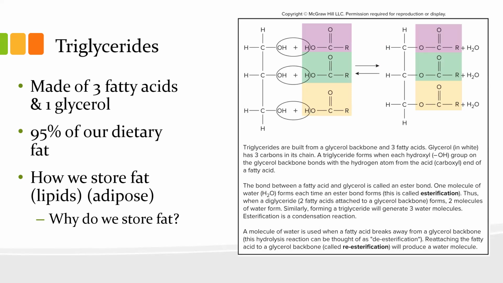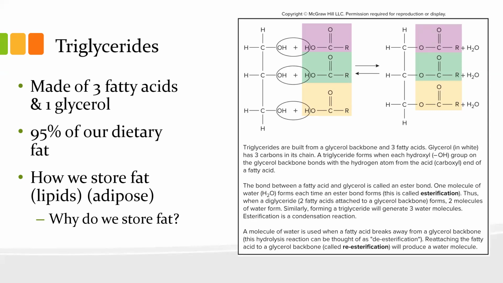Triglycerides are your most common type of lipid. When we're talking about lipids, these are going to make up about 95% of the fats that we consume. They are composed of one glycerol molecule and three fatty acids. Triglycerides are the primary form of fat storage in our bodies, and that, of course, is stored in adipose tissue, and it serves as the primary energy source.